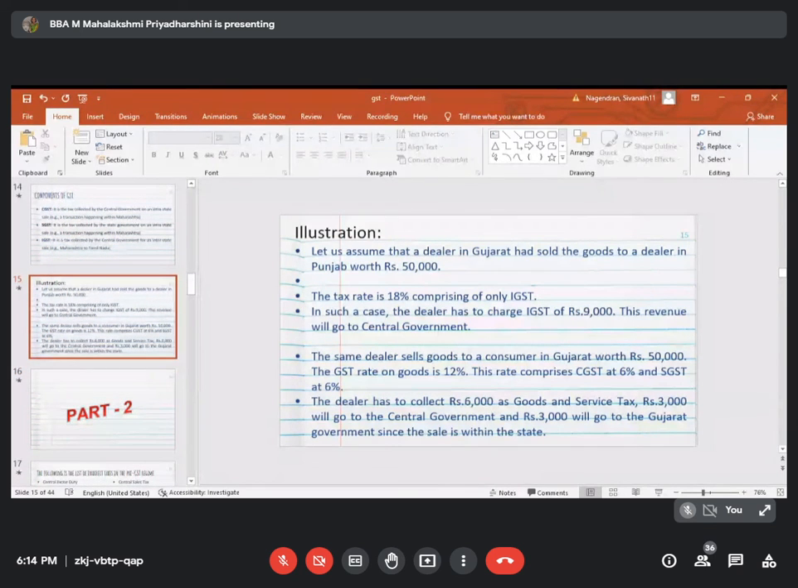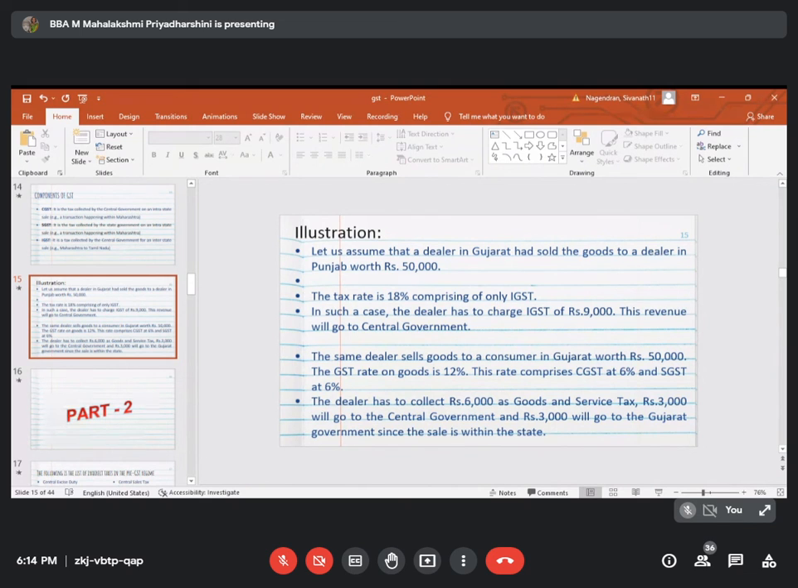Yes, ma'am. Here there is an example of components of GST. மொத்தம் 3 components பார்த்திருக்கோம். CGST, SGST and IGST. CGST is central goods and services tax. SGST is state goods and services tax. IGST is integrated goods and services tax. Here is a simple example.